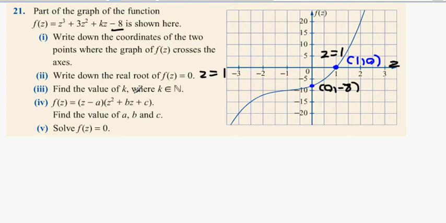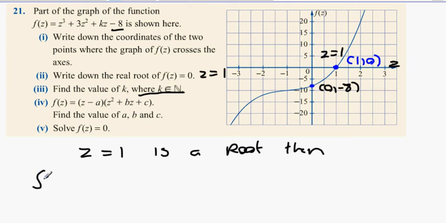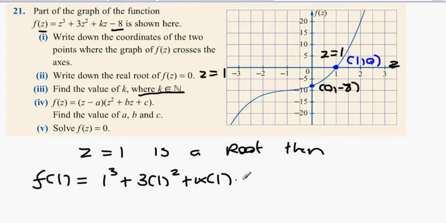Find the value of k, where k is an element of N. Well, if z equals 1 is a root, then f of 1, by replacing z with 1, we're going to get 1 cubed plus 3 times 1 squared plus k times 1 minus 8. All that has to equal 0 because the output has to be 0 for this.